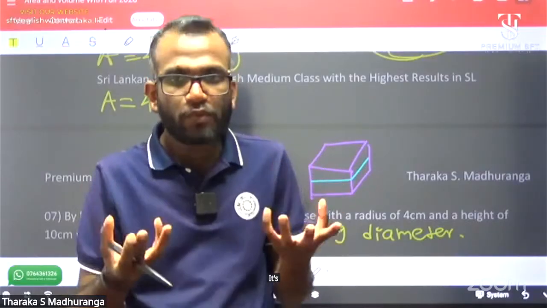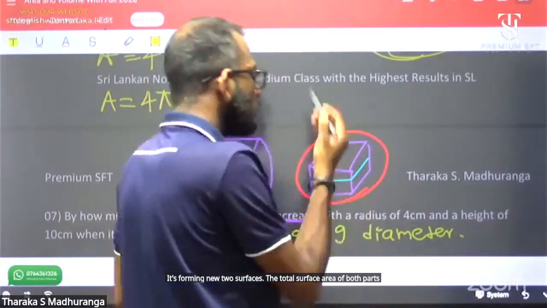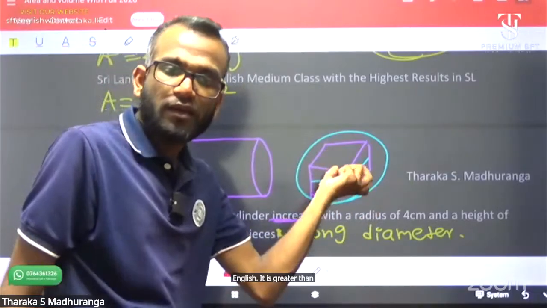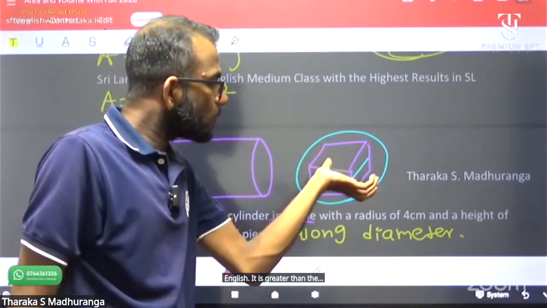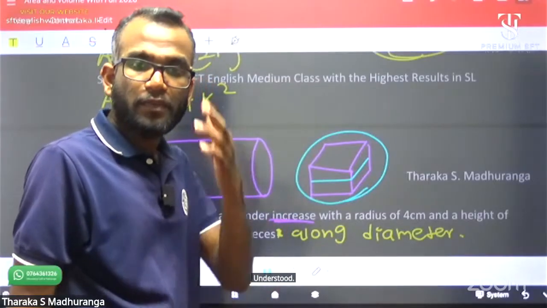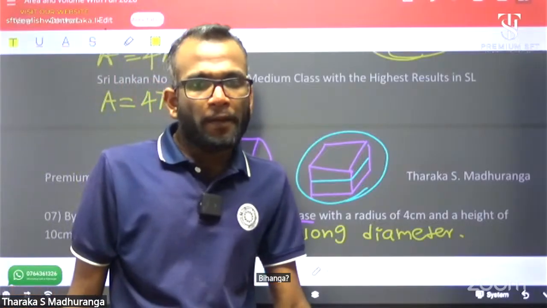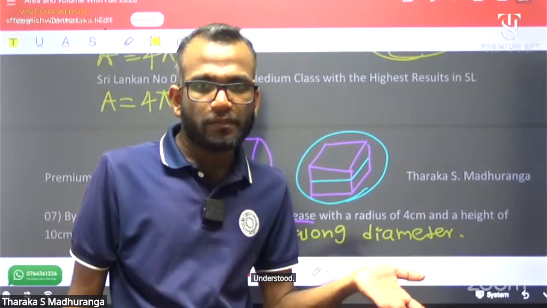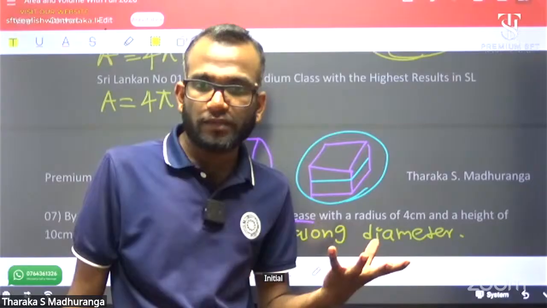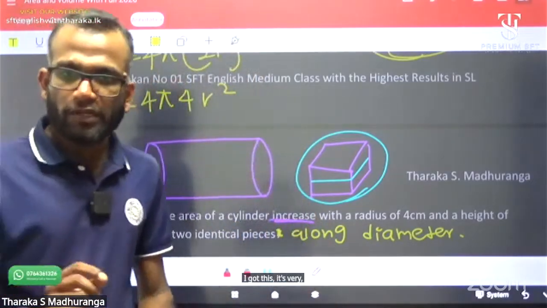It's forming two new surfaces. Then the total surface area of both parts is increasing. It is greater than the previous full surface area. Understood? It is greater than the initial surface area. I got this. It's a very important point.